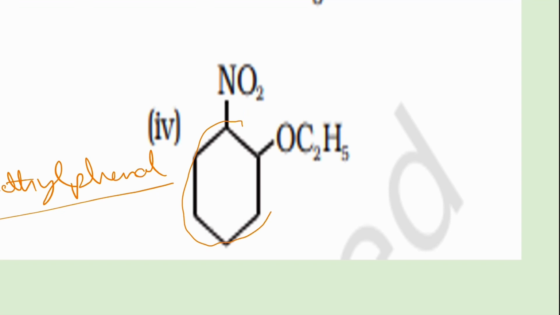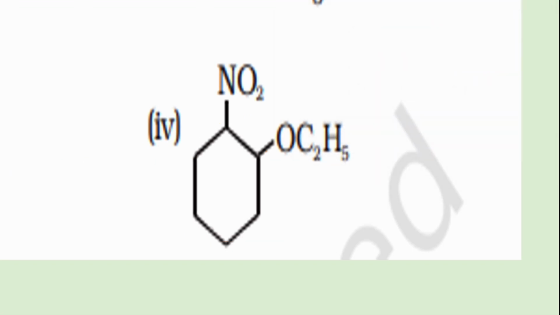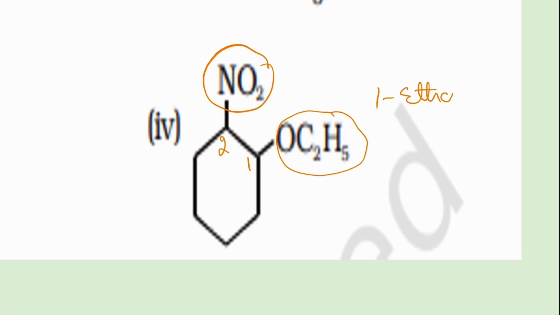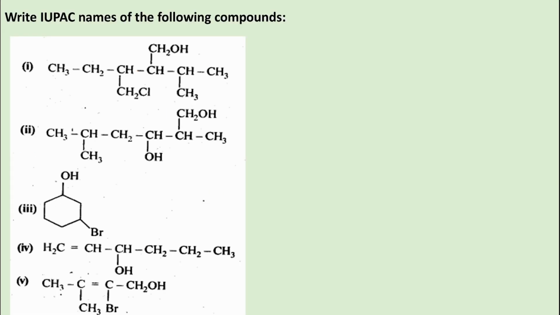This is cyclohexane. Be very careful. Students generally write benzene, phenyl. Don't do that. See carefully. There are no double bonds inside, so it has to be cyclohexane. And you have a nitro group and an alkoxy group, which is an ethoxy group. They both do not come under the main functional groups. They are always secondary. So go alphabetically. Ethoxy will come first. Nitro will come second. So 1 and 2. So it is 1-ethoxy, 2-nitro. The word will go on like this, single cyclohexane. 1-ethoxy-2-nitrocyclohexane is the name.